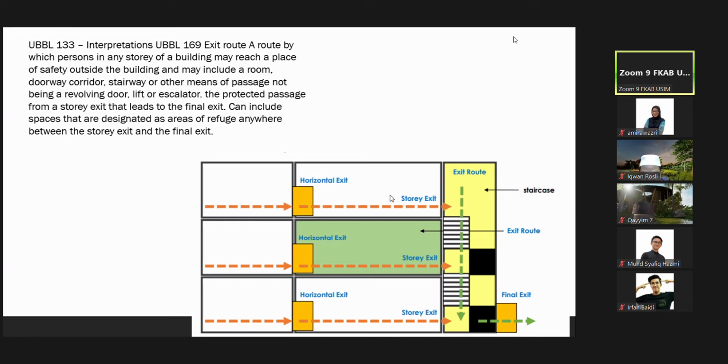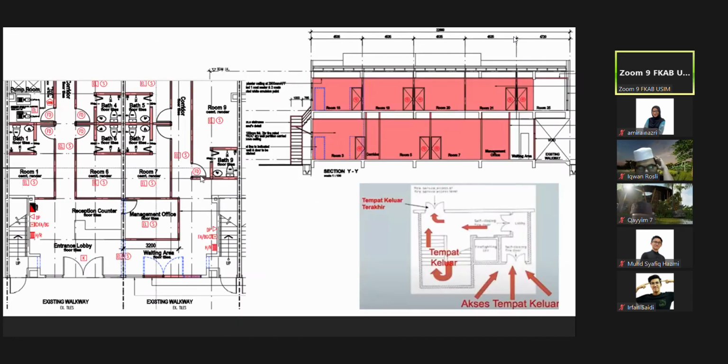So you may direct people directly to fire staircase, but the fire door is inward. Lukis ke dalam. Fire door dia lukis ke dalam. Okay, the fire door you are referring to here, it's like this. Ke dalam. This one keluar to outdoor. This is inward. This is outward. Okay.